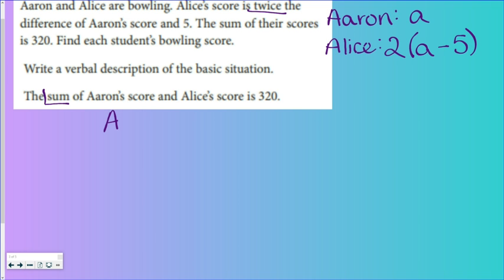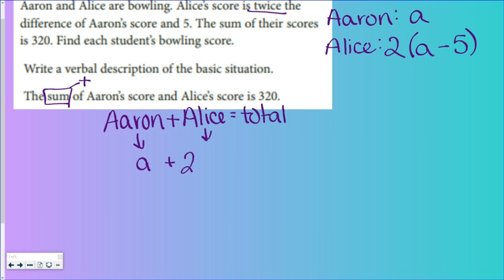We know the sum, so that's another word for total, so we're going to add. So Aaron plus Alice is equal to their total score. So let's see. We know Aaron is A. We know Alice is 2 times the quantity A minus 5. And we know their total is 320.